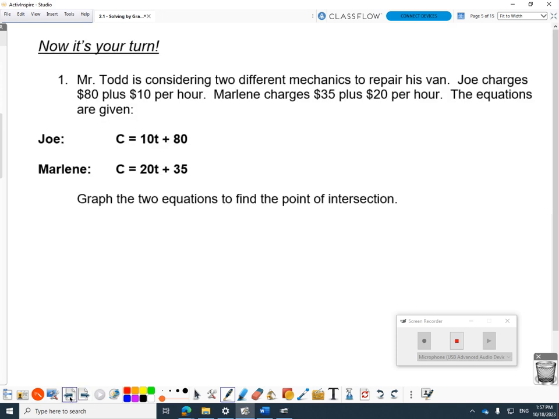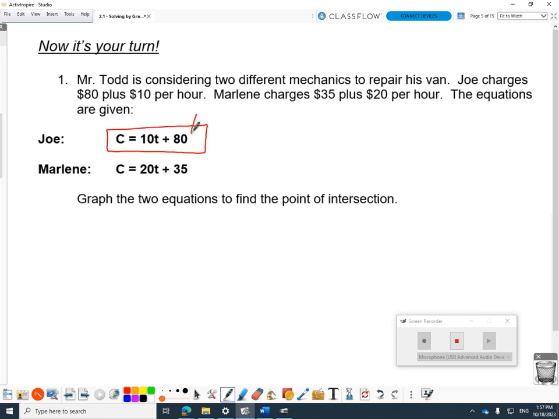Mr. Todd is considering 2 different mechanics to repair his van. Joe charges $80 plus $10 per hour. Marlene charges $35 plus $20 per hour. The equations are given. Graph the equations. Okay, if we're going to graph the equation, let's just do Joe first. I'm going to do Joe in red. Let's talk about this and this.